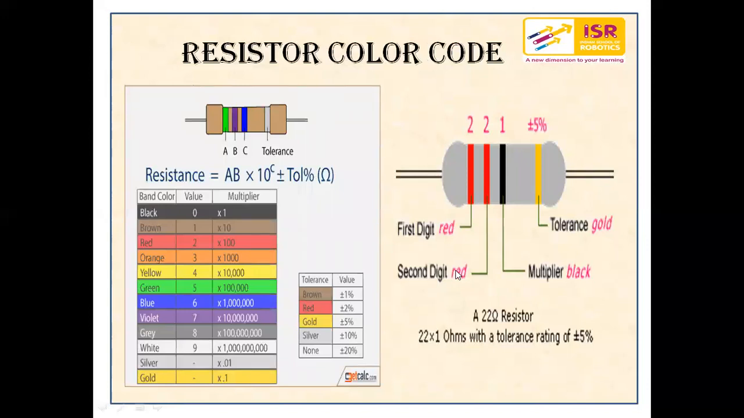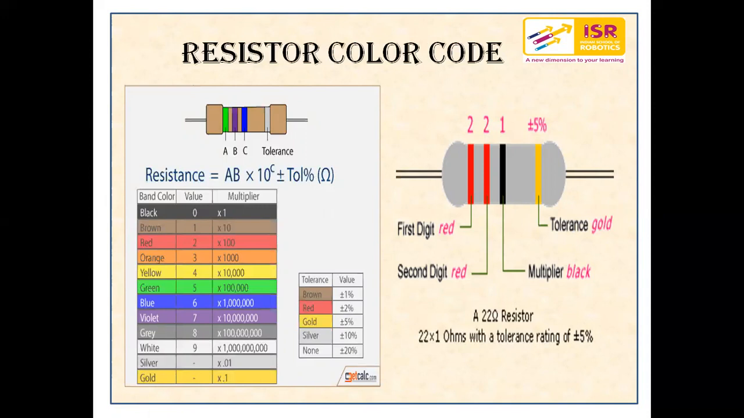Now we have different values of resistance available with us, so we can calculate the resistor's value with the help of color coding. Now I will tell you how we can calculate the value of a resistor with the help of color codings. On the right side you can see a picture showing a gray color resistor having four color bands on it, that is red, red, black and gold.